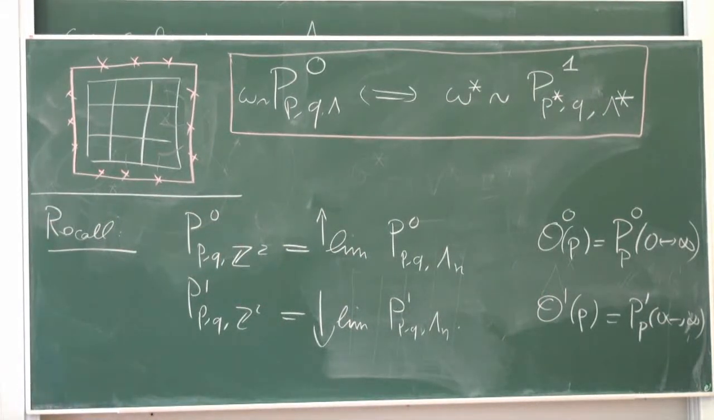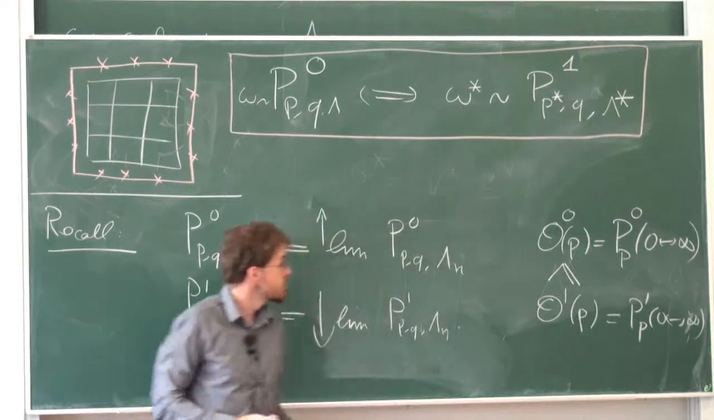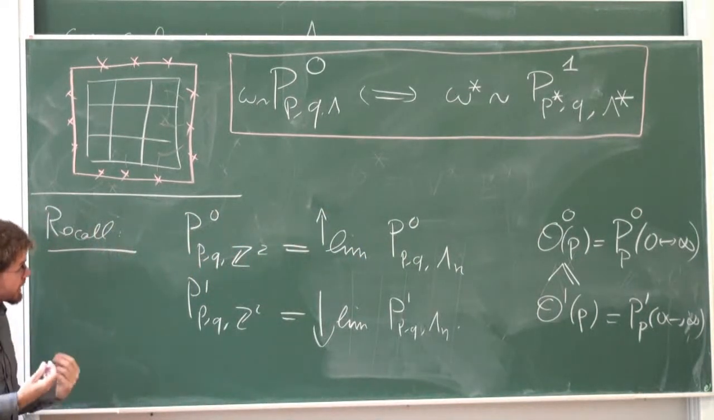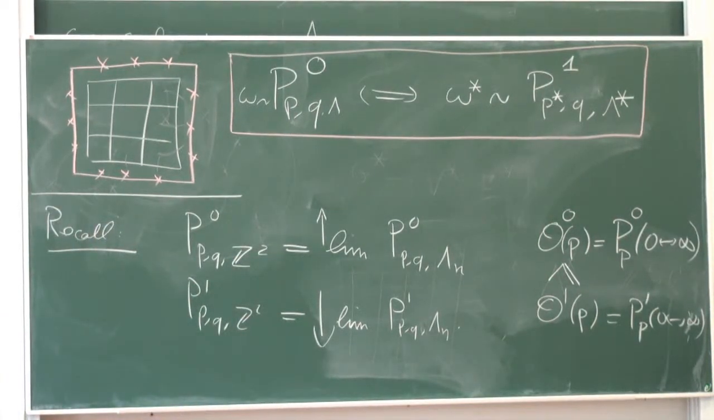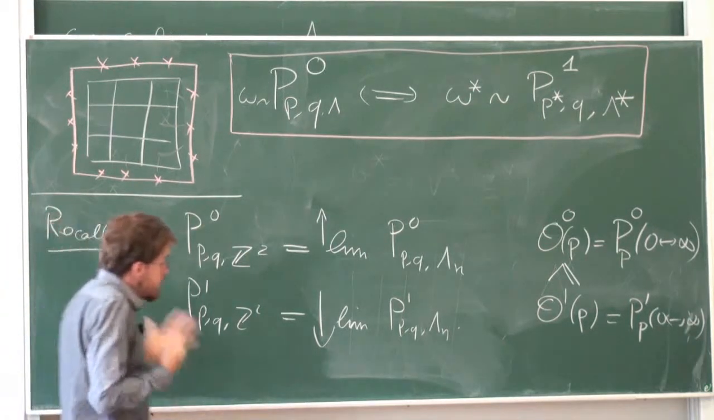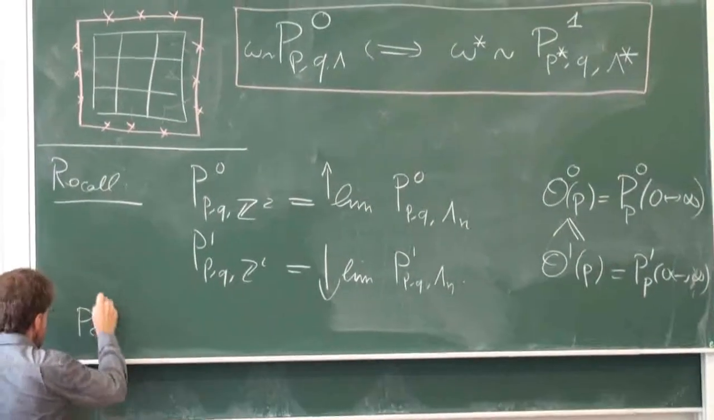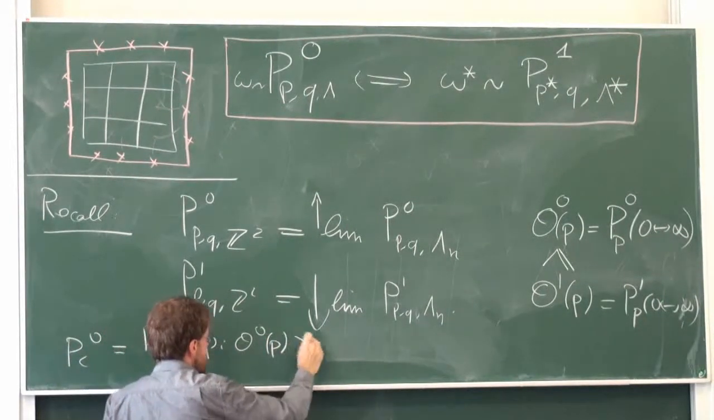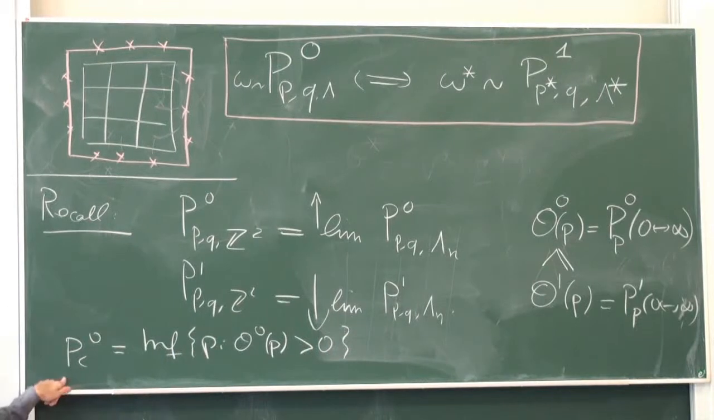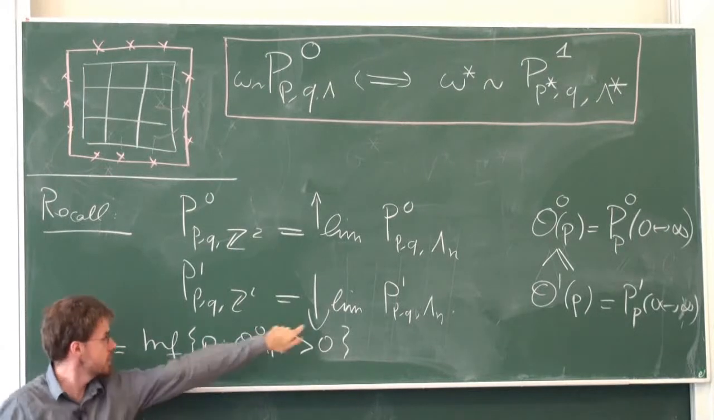And because of the monotonicity of the model and because of the way it depends on the boundary conditions, theta 0 is less than theta 1. So you know that if you percolate for free boundary conditions, you also percolate for wired boundary conditions. And then a priori, you can define two critical points. You can define PC0, which is the inf of P such that theta 0 of P is positive. And you can define PC1, which is the inf of P such that theta 1 is positive.